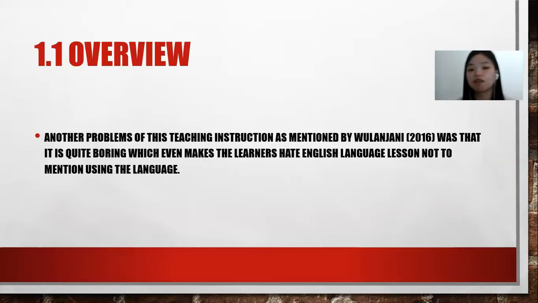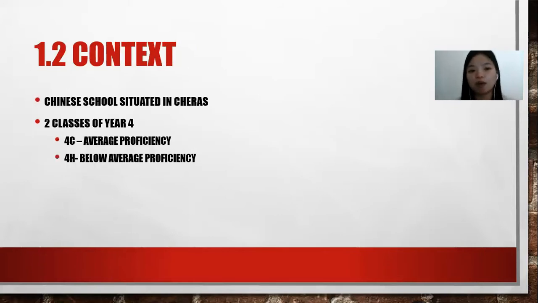Another problem of this traditional approach to teaching vocabulary, as mentioned by Wulan Jani, is that it is quite boring because it only relies on students' memorization, asking them to copy, and remember the spelling and the meaning of the words, but it is not an activity that boosts them to participate in conversation in the classroom. So it shows no fun, and students will feel it is a boring lesson and will refuse to learn it. The next one will be 1.2, Context.